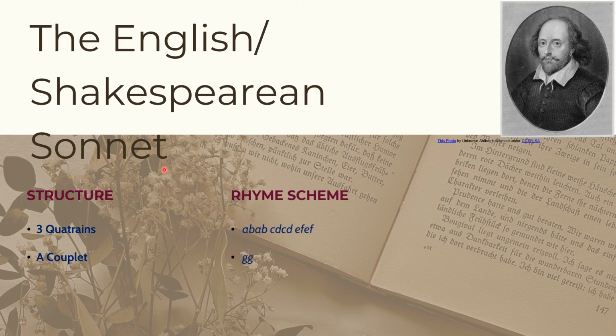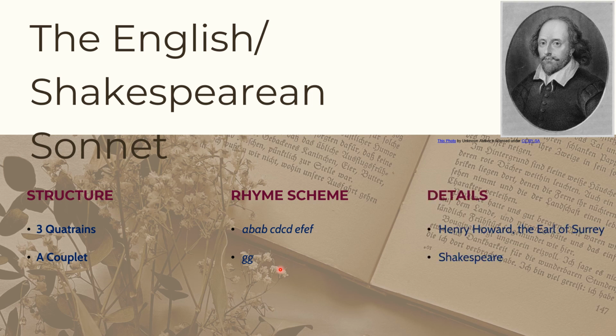And now to have a look at the rhyme scheme: the quatrains are ABAB, CDCD, EFEF, and GG. First 4 lines, the next 4, the next 4, and the last couplet. So this would be the rhyme scheme of the English sonnet.